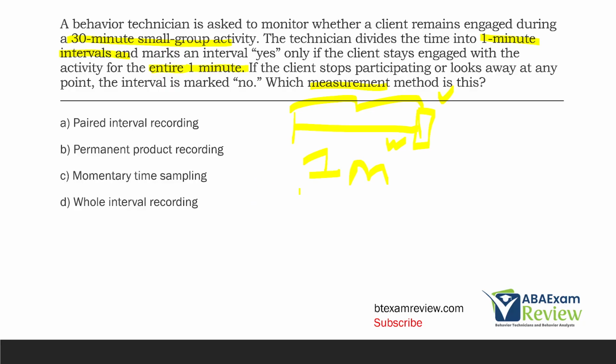B, permanent product recording. Well, we already ruled out permanent product recording because we said this was a discontinuous measurement using intervals. C, momentary time sampling. Momentary time sampling would be at the end of our interval. So this has to be D, whole interval recording. It has to happen the whole 1 minute or the entire 1 minute to be counted as a response.